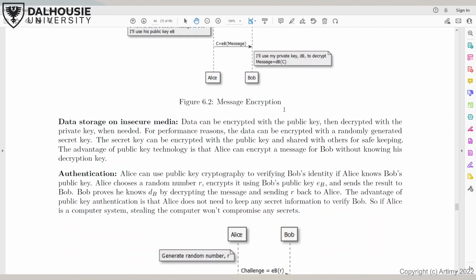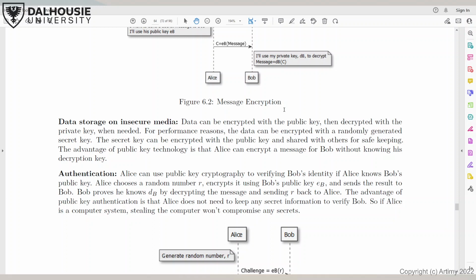Now we can use the same technique to store something in a file on a medium, right? So we can store it with one key and decrypt it with another key. Because of the public key, private key arrangement, you can actually ask somebody to store a file for you. You give them your public key, they will encrypt any file and store it for you, and you can retrieve it with your private key.